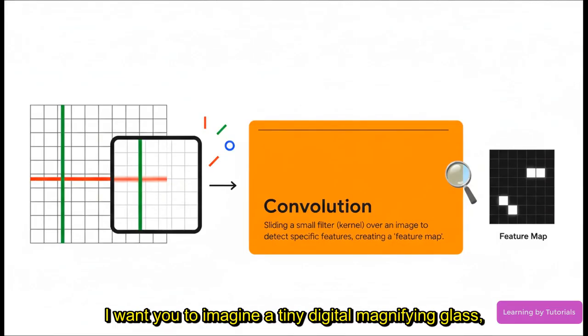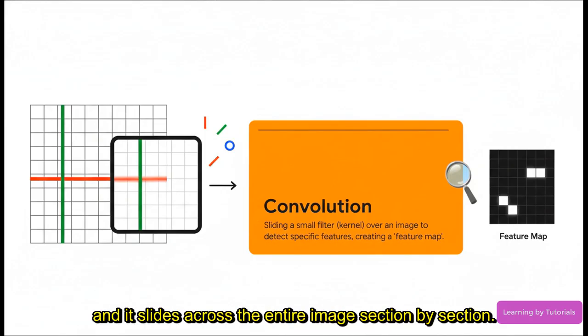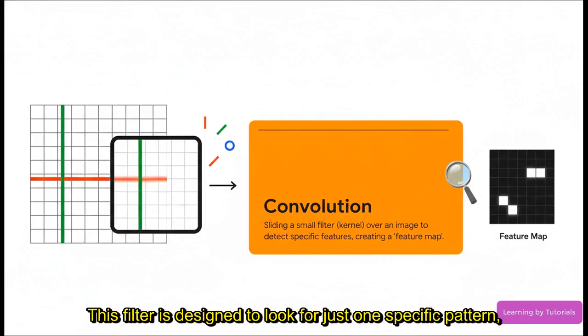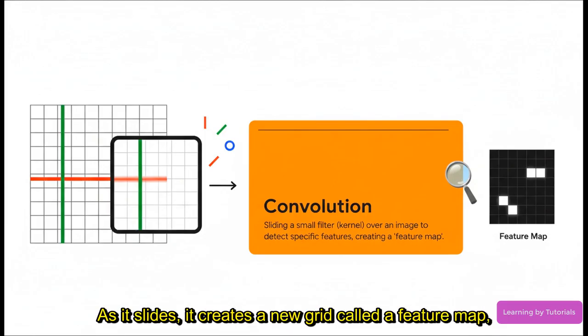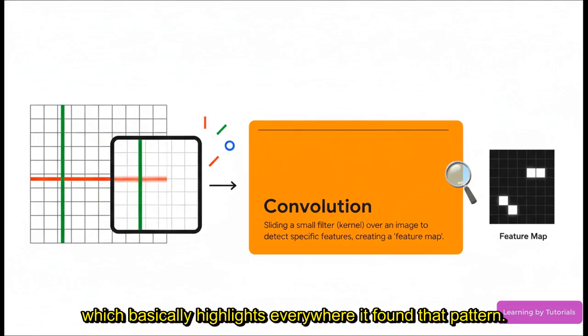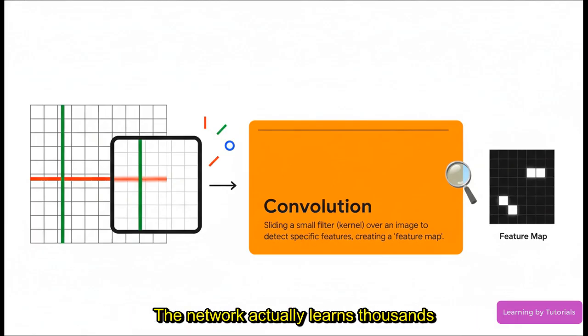Okay, so let's start with convolution. I want you to imagine a tiny digital magnifying glass, which we call a filter, and it slides across the entire image, section by section. This filter is designed to look for just one specific pattern, like a vertical edge or a patch of a certain color. As it slides, it creates a new grid called a feature map, which basically highlights everywhere it found that pattern. The network actually learns thousands of these filters all on its own.